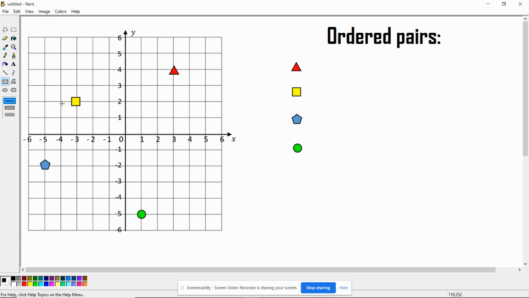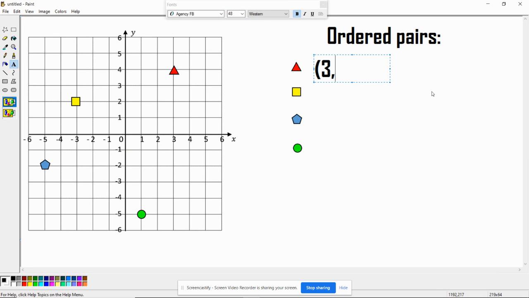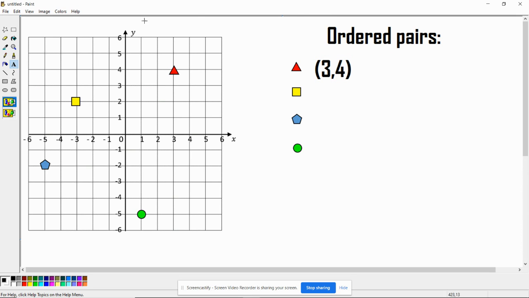Oftentimes you heard your teacher say that when you want to plot something or read an ordered pair or a point on a grid, you crawl, then you stand. And that's a good way of remembering it. For example, this red triangle, you go over, you crawl to the right 3 spots, and then you stand up 4. So the ordered pair for the red triangle would be over 3 and stand up 4. That's the ordered pair for that.